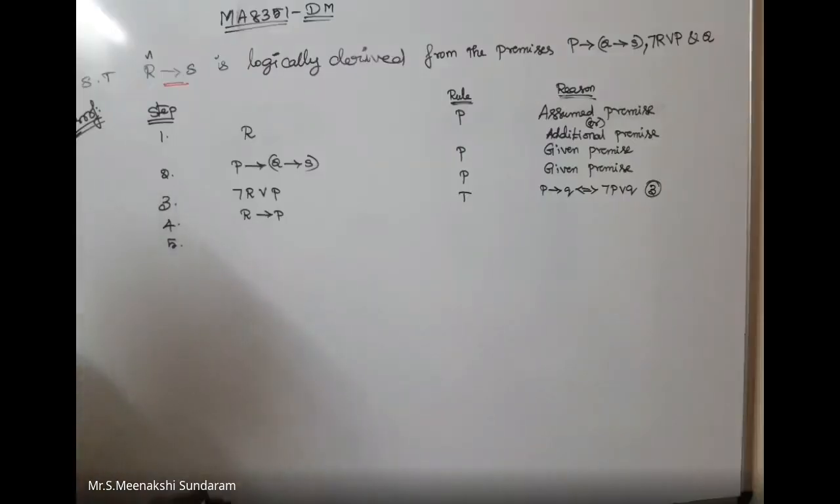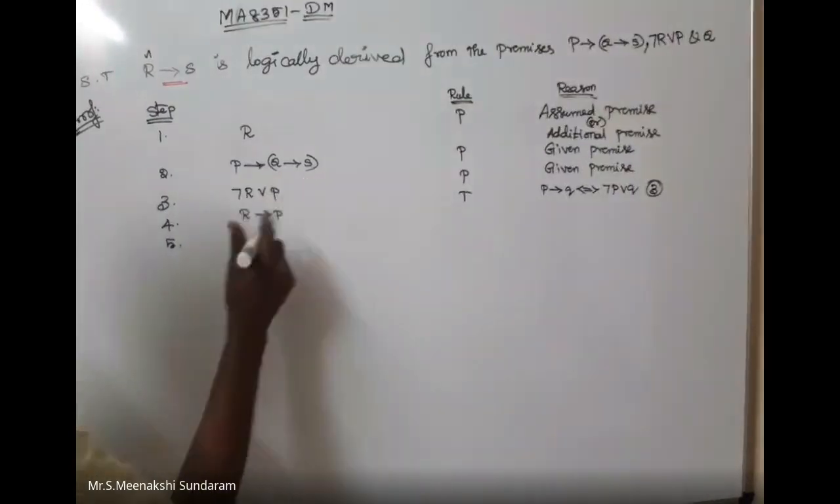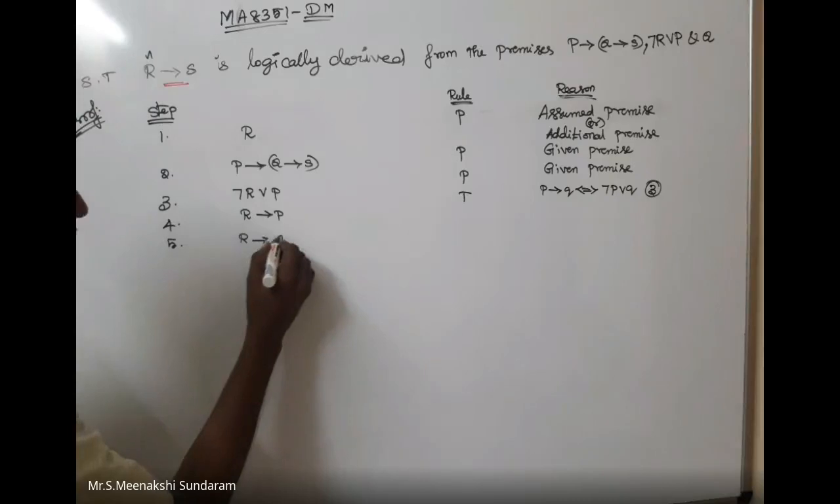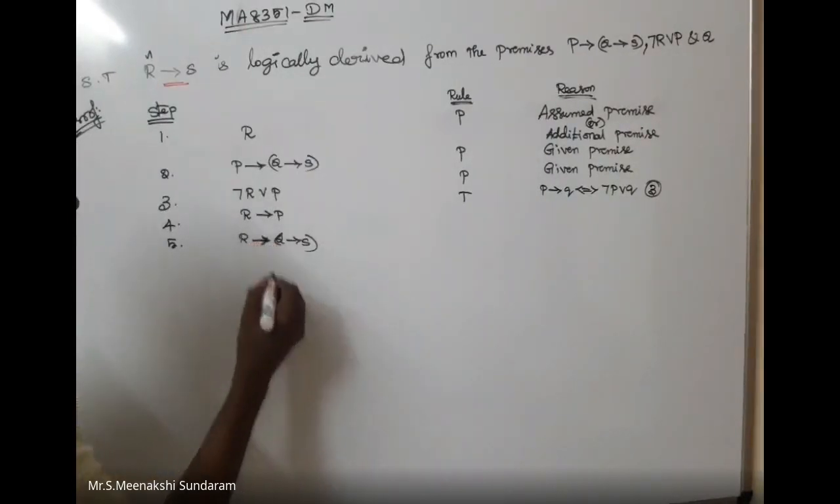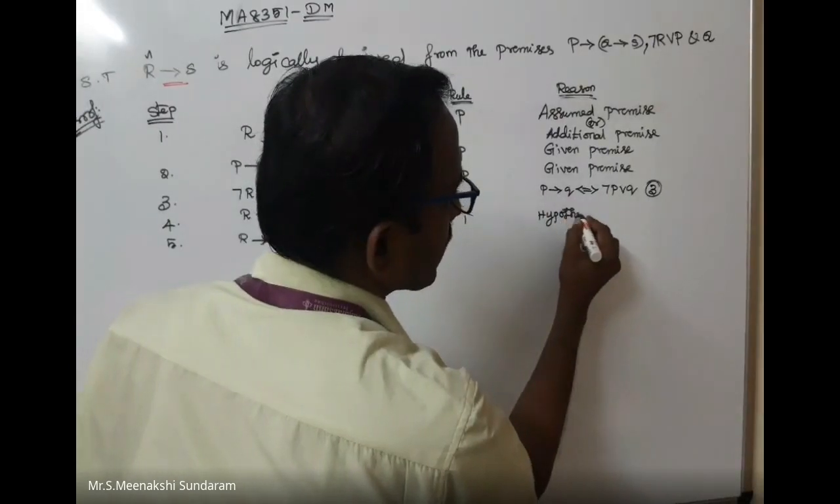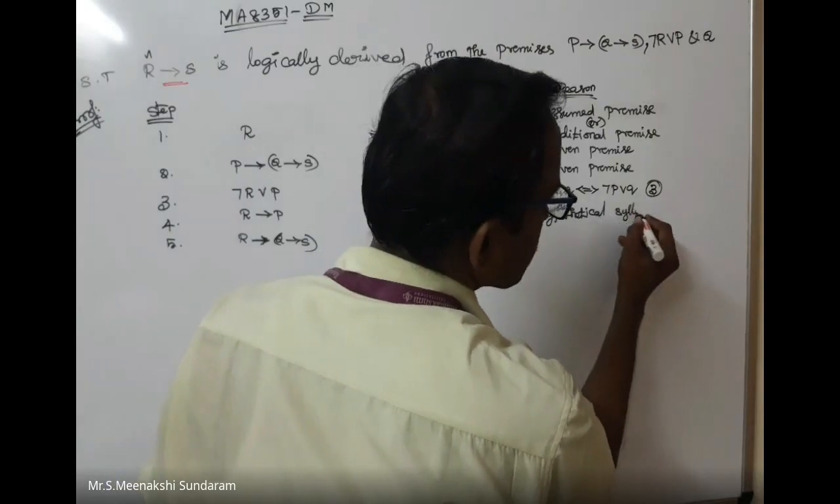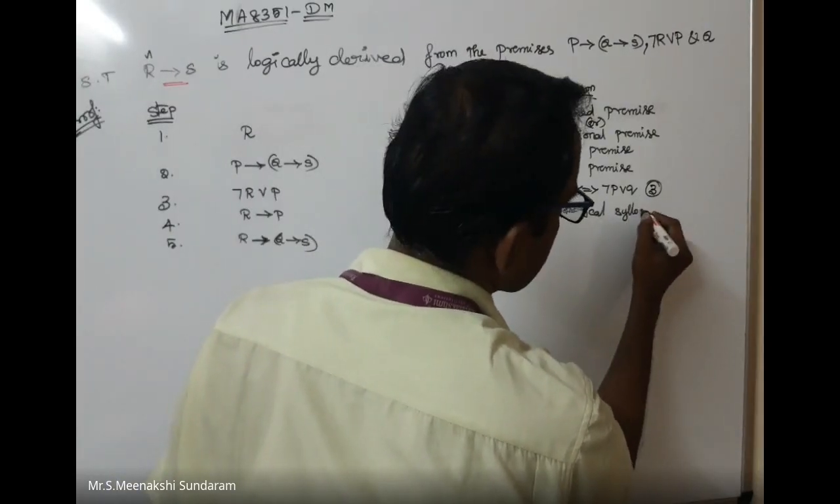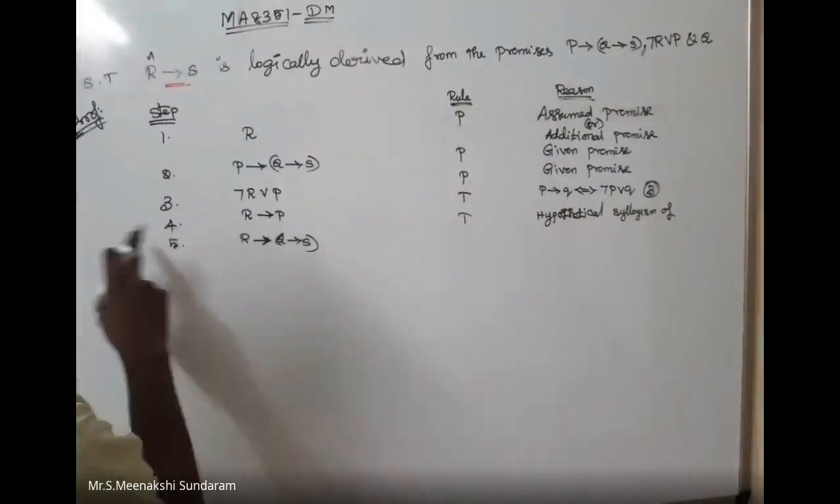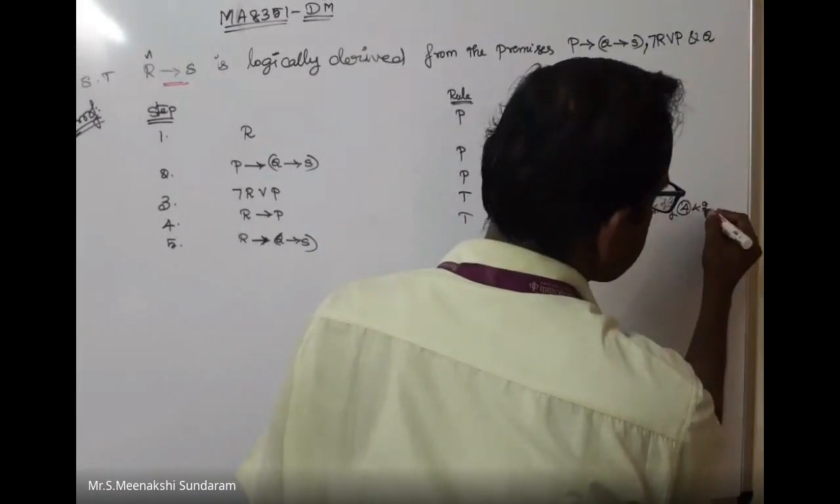Hypothetical syllogism, sir. Which one, ma'am? Hypothetical syllogism. Well, you can use hypothetical syllogism: R to P, P to R. So therefore you can write R tends to Q tends to S. So by hypothetical syllogism, on the fourth step and second step.